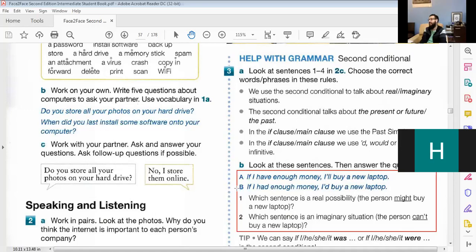Exactly right. Yeah. That's exactly how I would translate it. The second one is a bit more distant, like Hajar said exactly. It's a bit like this. This is the second conditional, so there's always a slight element of imagination. It's not a real situation. You don't have money and you probably won't buy the laptop.